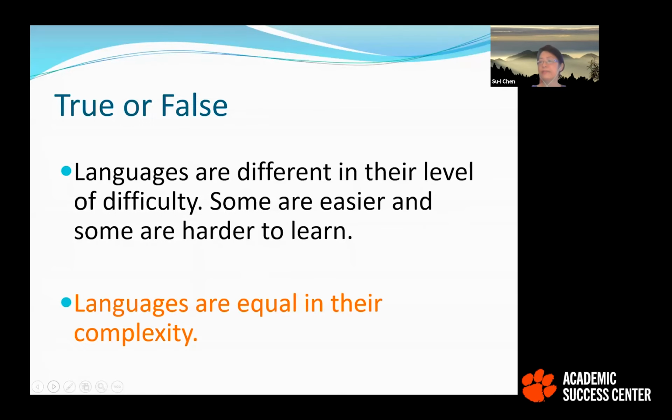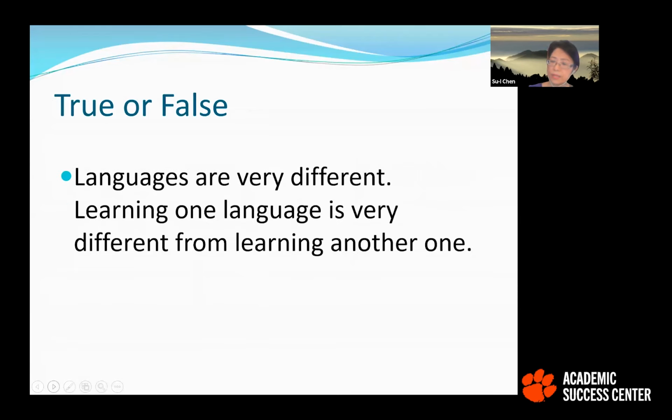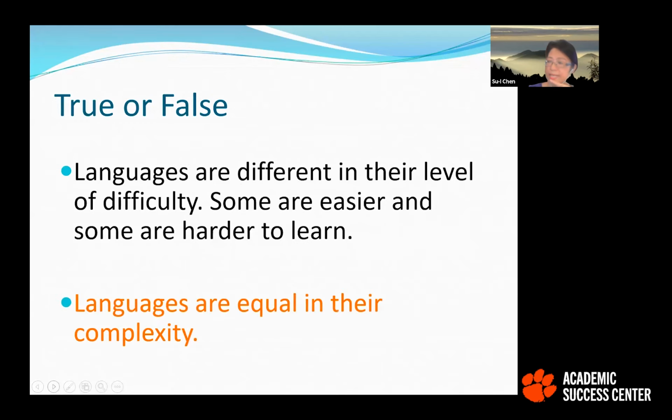In fact, all languages are equal in their complexity. Let's go back. Sometimes you think that Spanish is probably easier, so it's easier for me to learn, and some languages are so hard, maybe intrinsically harder, like Chinese and Russian. But in fact, no, they are equal in their complexity, and we will talk about this in a minute.